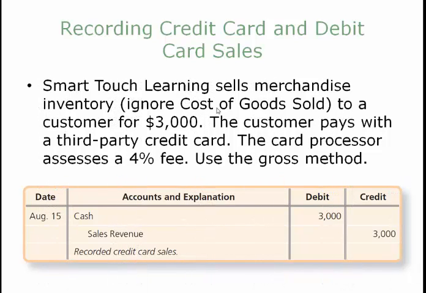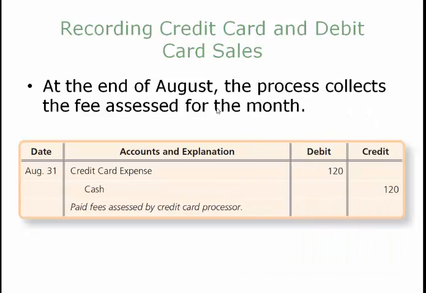Now, the next part, this is the gross method. In the gross method, you debit cash for $3,000 because it's like a cash sale for credit cards, and you credit sales revenue for $3,000. That's the gross method. And then when you decide to pay the credit card company the 4%, it's going to be a debit to credit card expense for $120 and a credit to cash for $120.